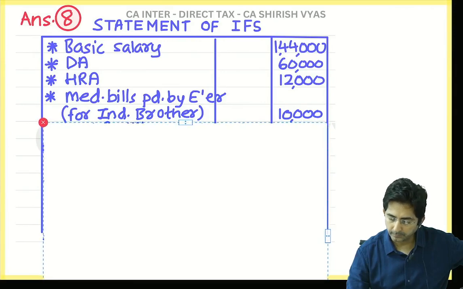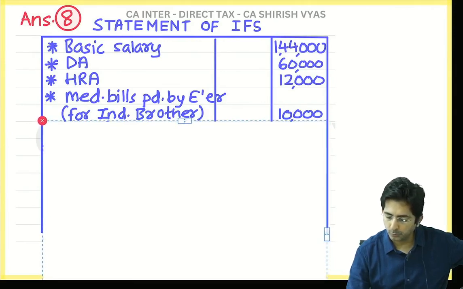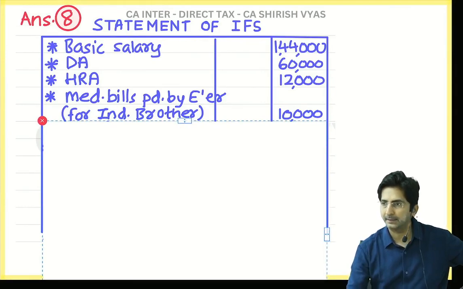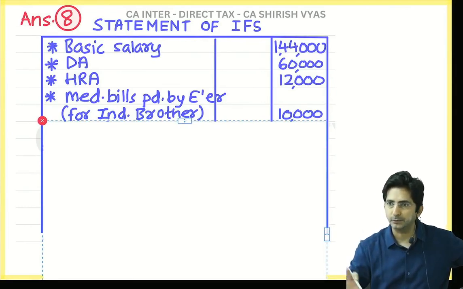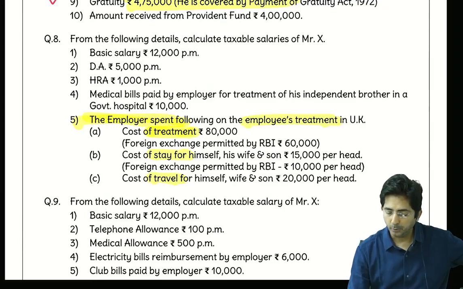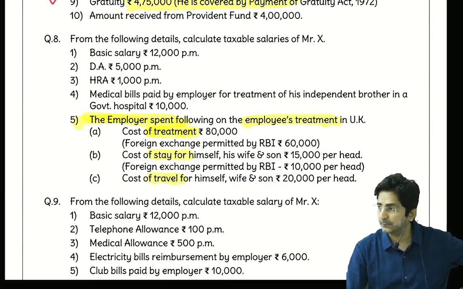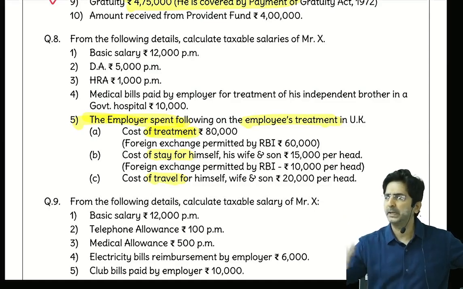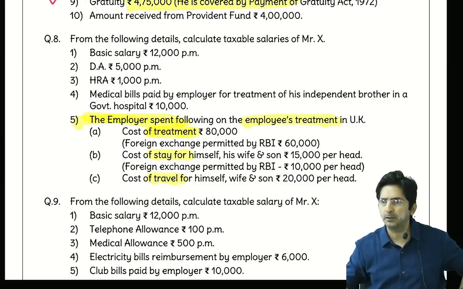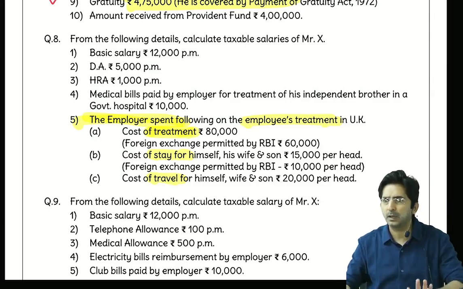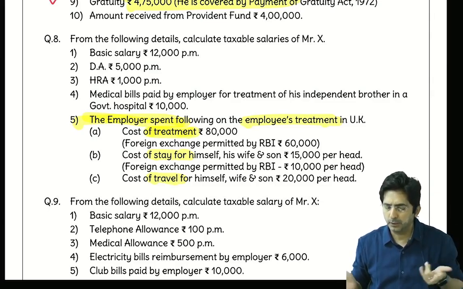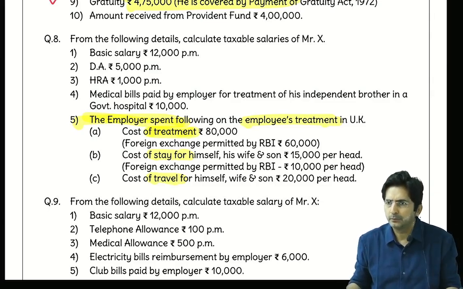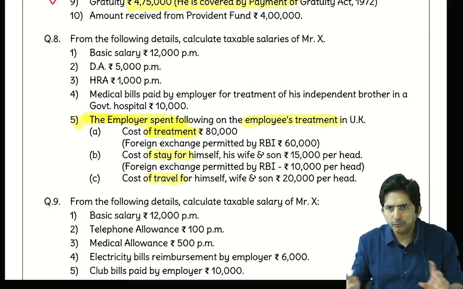See how I have written. Regarding wordings, you don't worry. If you don't understand, write the same sentence given in the question. Employer spent the following amount on employee's treatment in UK. So now it is medical facilities outside India. But follow the protocol. First check the patient. If the patient is eligible, use the chart. Patient not eligible, ignore the chart. So here who is the patient? Employee. So that is eligible. So now you will use the chart.